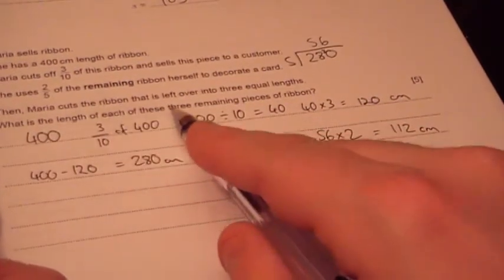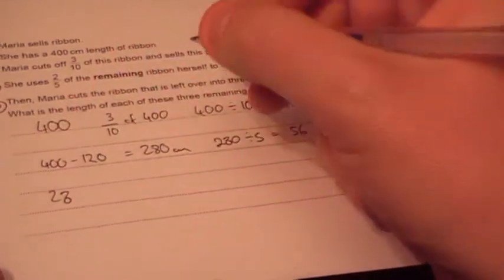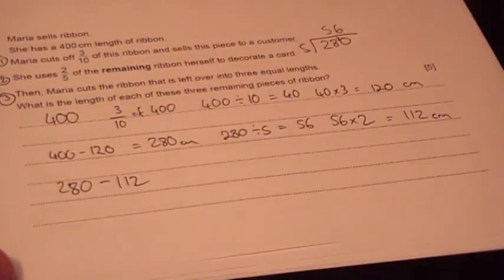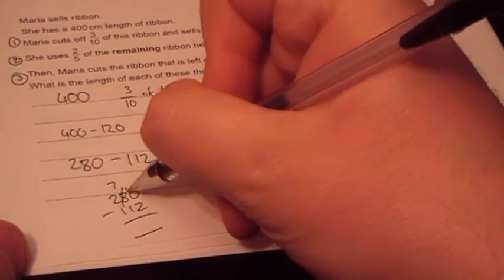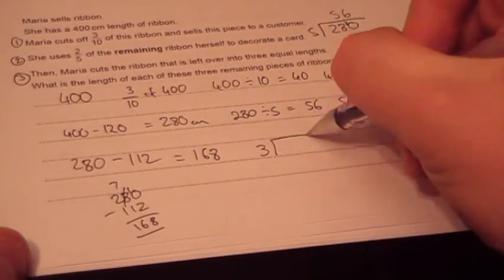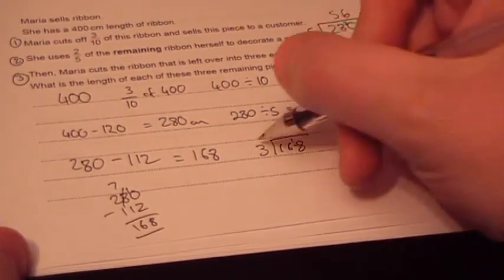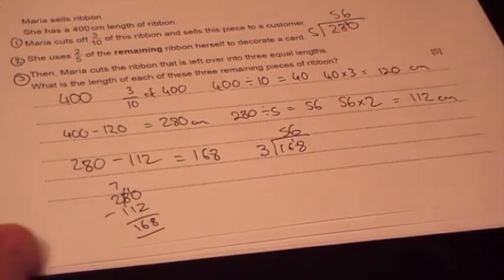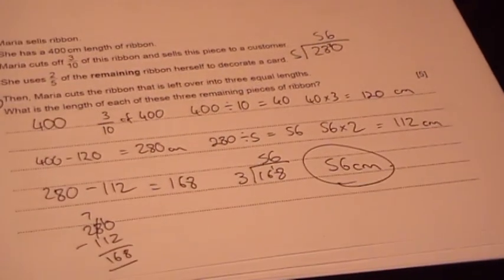Then Maria cuts the ribbon that is left over into 3 equal lengths. So at this point she had 280. She takes away the 112. No room for error. Let's make sure we get this right. We get 168. And that needs to be split into 3 parts. 3 into 16 goes 5, 1 left over. 3 into 18 goes 6. So 56 centimeters is the length of the remaining ribbon.